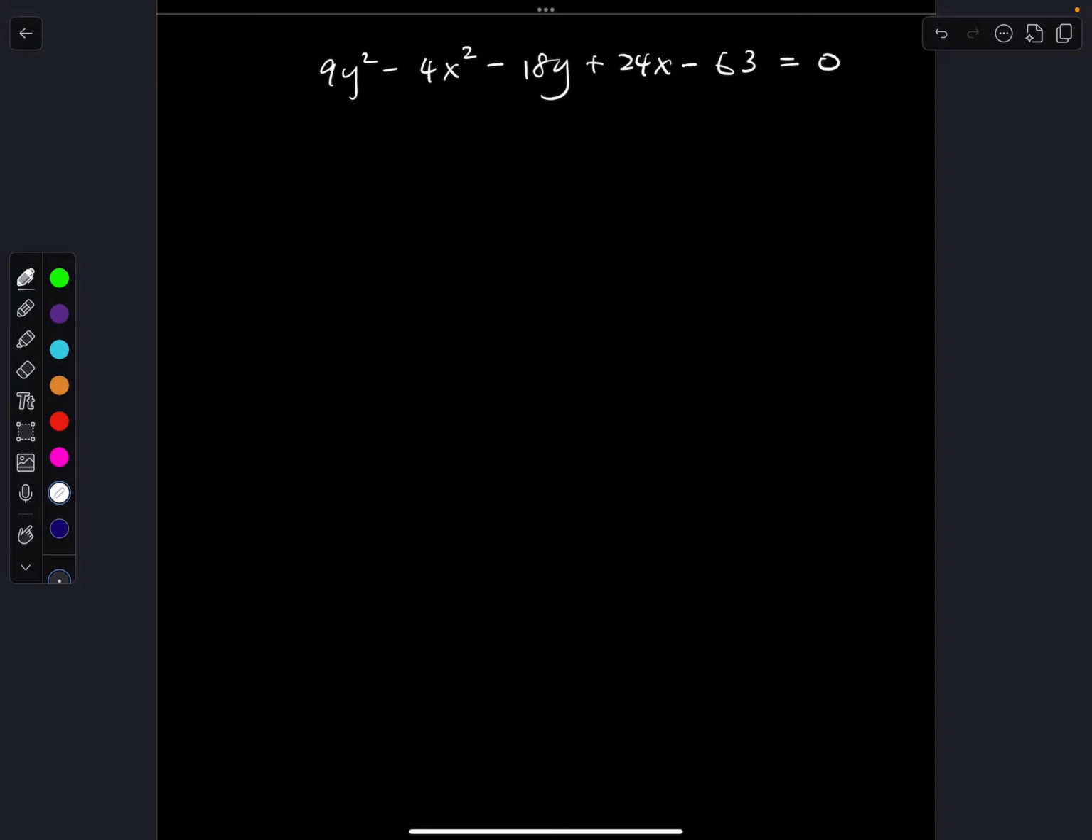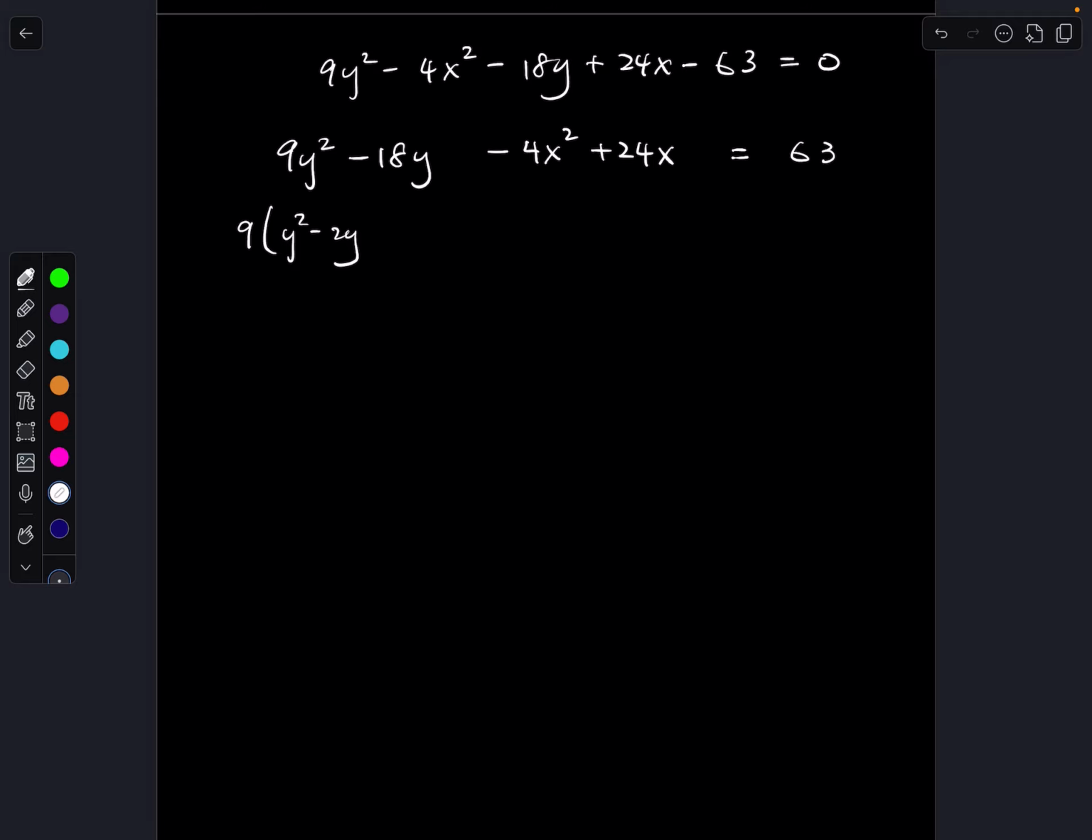0. As usual, you want your 9y squared and the y terms together, so I'm putting these two together first. You want your 4x squared and your 24x together, and 63 on the other side. We're going to factor out the coefficient. Leave a little space. Factor out the negative 4. Watch out, this is a negative 4. So the plus 24 is going to become a minus 6 now. Leave a little space, equals 63. Think about what number you will need to add here. The number you add is plus 1. Since you add 1, this one is going to be plus 1 times 9.